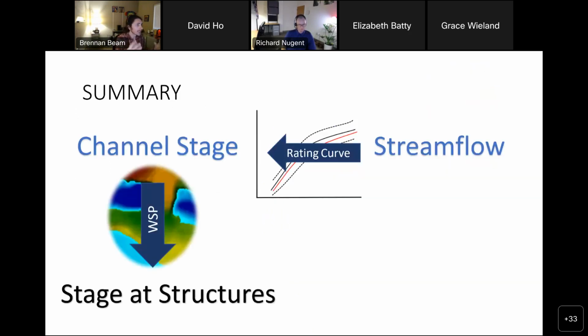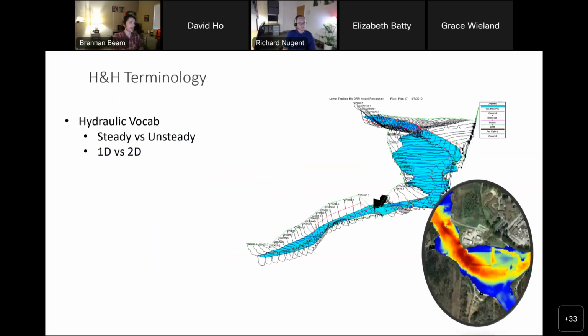So to summarize that idea, we get some kind of stream flow, and through the rating curve, we are going to translate that into a stage. So flow becomes a stage. But we don't want to use that stage to calculate the damage at every structure. So we're going to use the water surface profile to translate that channel stage into a stage at a structure. And we will use that to calculate the damage at that structure for our next relationship. So that completes my explanation of what hydraulics are doing in FDA.